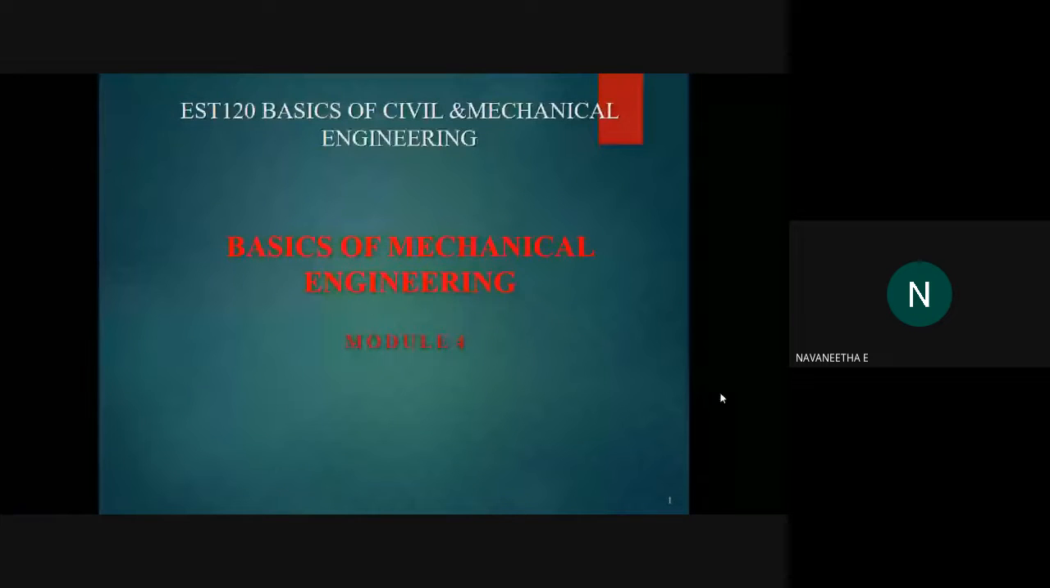So today we are moving towards module 4. In module 4 we are going to discuss the basics of mechanical engineering. Modules 1, 2, 3 mainly deal with the basics of civil engineering, and 4, 5, 6 mainly deal with mechanical engineering. So in the first series, we are going to study these two modules, module 1 and module 4, one civil engineering and one mechanical engineering module.